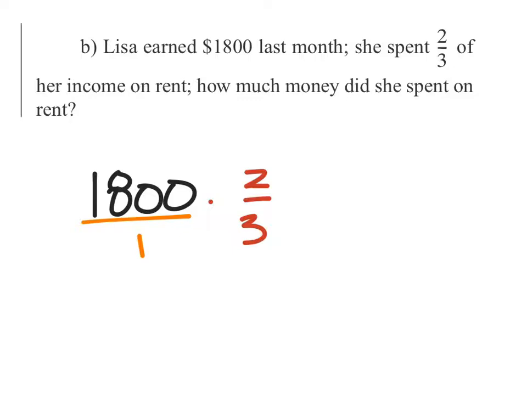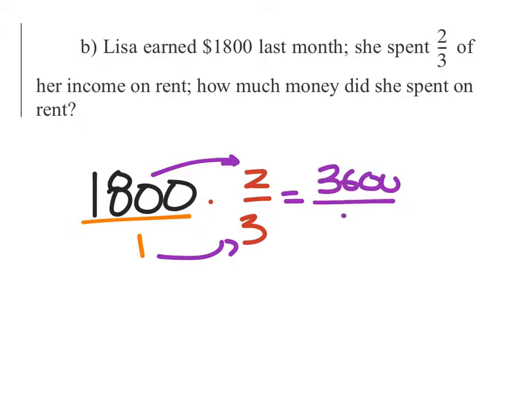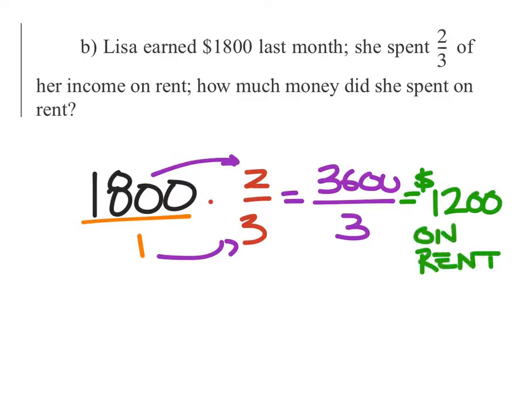So multiplying these out, we would get 1,800 times 2, which is 3,600. 1 times 3 is 3. And then dividing these two would give you $1,200. And again, that's just how much she spent on rent.